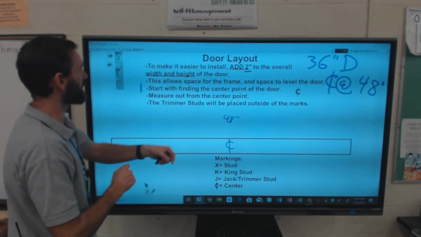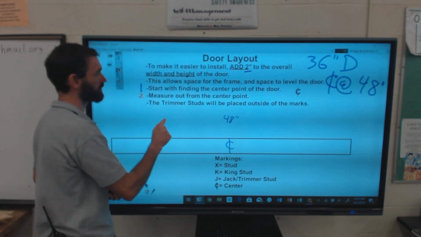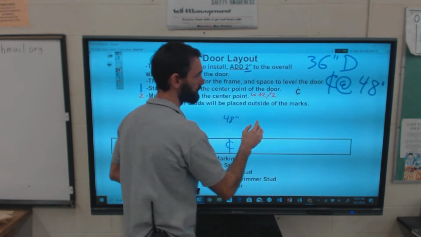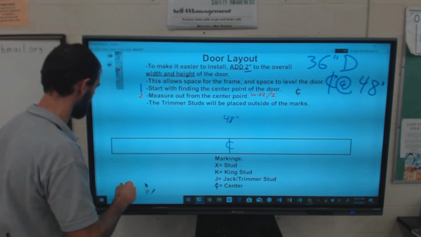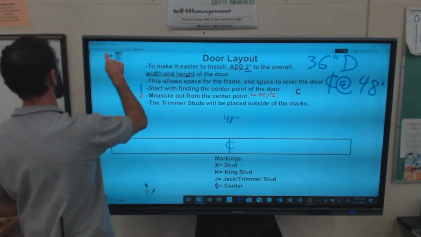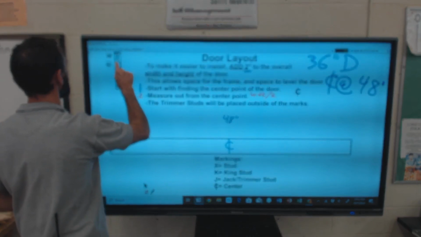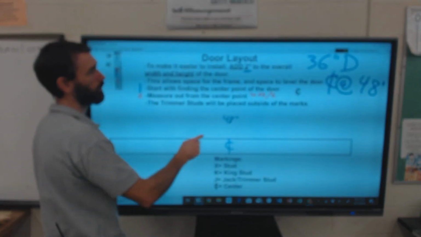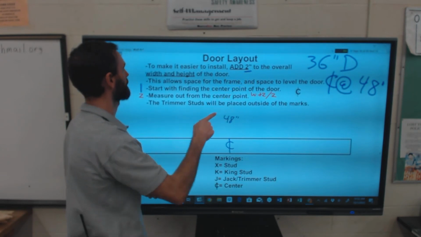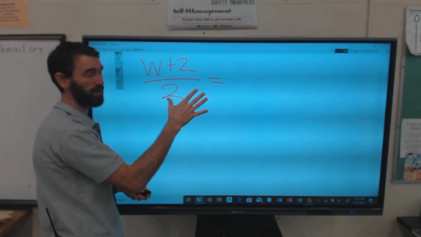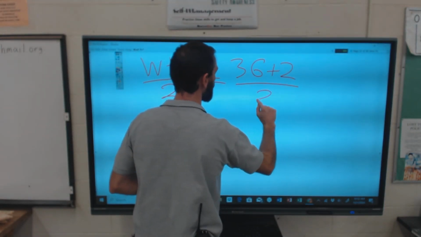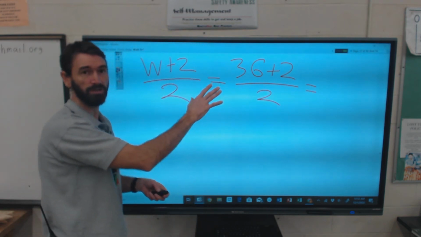Now, next thing, I'm going to measure out for the center point. So here's step 2. And this is that W plus 2 divided by 2. This is where that comes into play. Okay? Let me find a little space here. There we go. So W plus 2 divided by 2. Okay? Now, we have a 36-inch door. So W is going to be our size here. So 36 plus 2 divided by 2. All right? That's what we're trying to solve for.